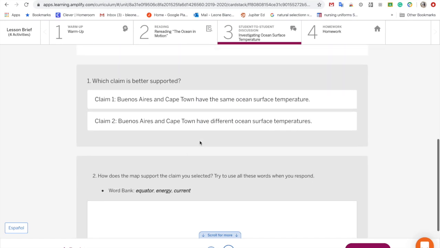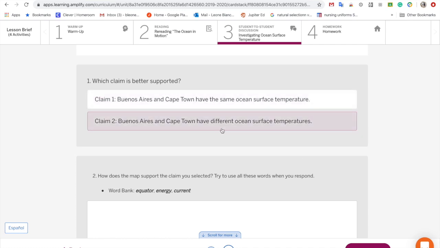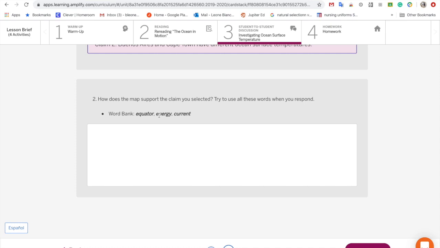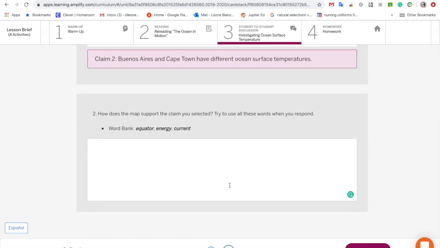So if I were to choose a claim and try to explain which one is better supported: Buenos Aires and Cape Town have the same ocean temperature, or they have different ocean surface temperatures. I'm going to say that they're most likely different. And I want you guys to explain why you think I would choose that they are different, and make sure you use the words equator, energy, and current. And I'm going to write answers so that I can move on.